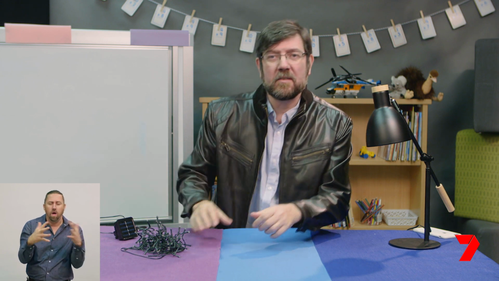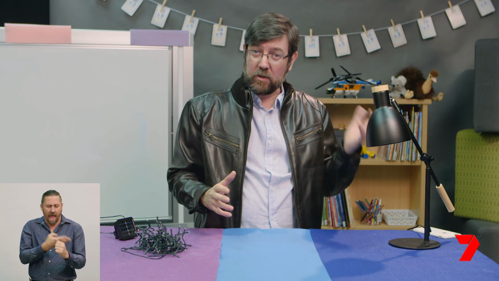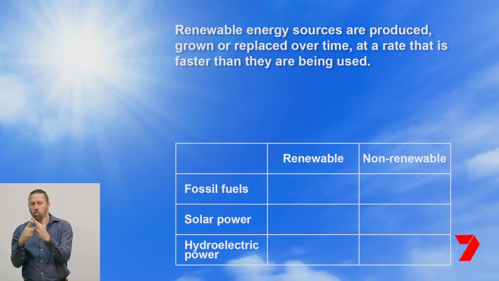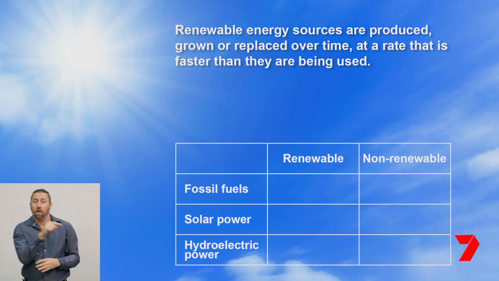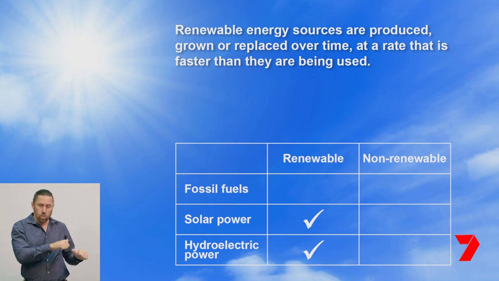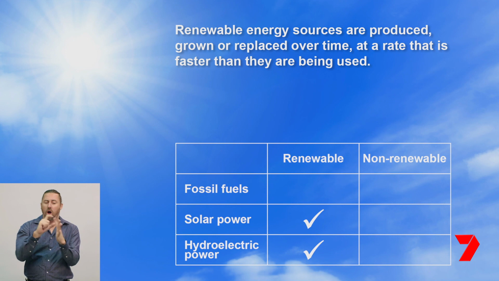Electricity can be generated from a variety of energy sources: coal, wind, and of course, the sun. We can classify and talk about energy sources as renewable and non-renewable. Recall that a renewable energy source is one that is being produced, grown or replaced over time at a rate that is faster than it's being used. Examples of that are wind and solar and hydro energy, the energy of moving water.